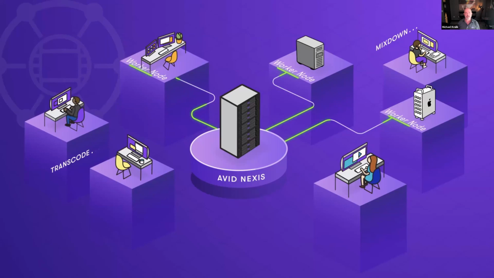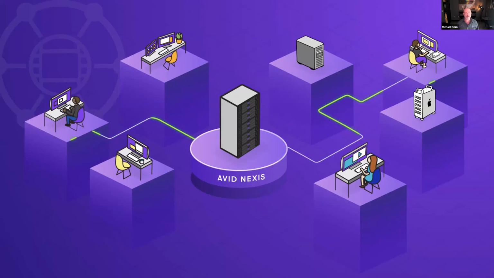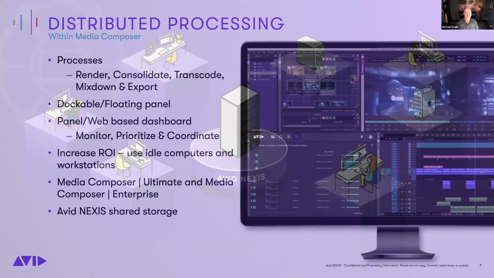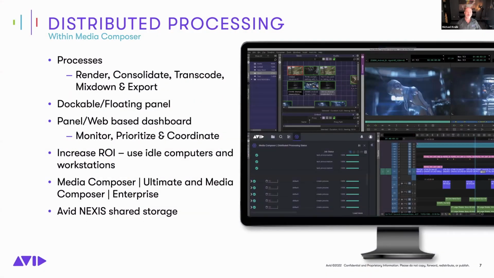You can actually connect them as DP workers, with simultaneous processes like mixdowns and exports as well. So anybody can be doing any of these processes at the same time, and everybody is still working. All of this is happening in the background. So going ahead to distributed processing and what it gives you, again, the processes of renders, consolidates, transcodes, mixdowns, exports.